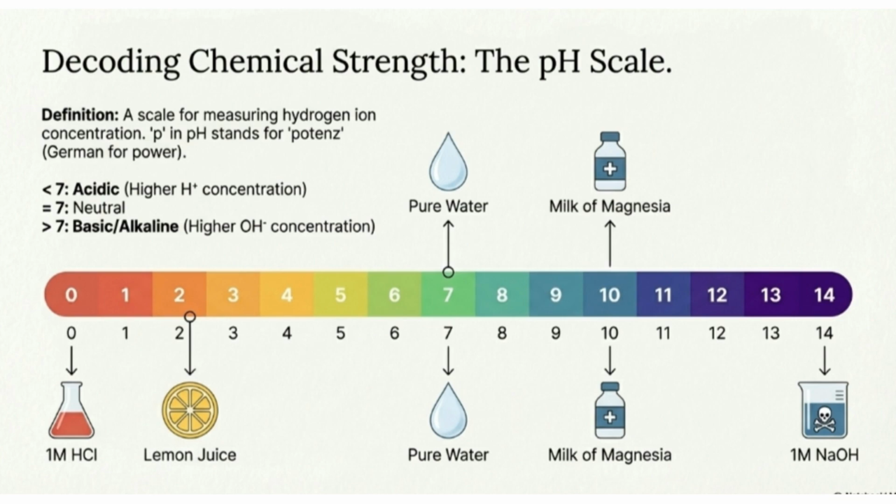The pH scale decodes chemical strength by measuring hydrogen ion concentration. A pH less than 7 is acidic, 7 is neutral, and greater than 7 is basic or alkaline. The scale ranges from 0 to 14, illustrating the strength of various substances like lemon juice and milk of magnesia.